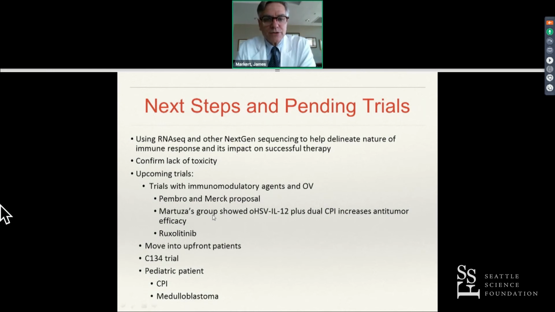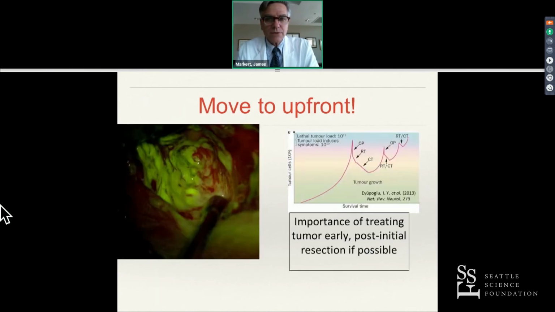You see that Martuza's group here showed that they had a version of the IL-12 virus that looks like when you give it with dual checkpoint inhibitors, you actually can have even better anti-tumor efficacy. So that's exciting and will be something we'll be trying to see in our preclinical studies. And Kevin Cassidy has shown that Rux actually can increase the anti-tumor response as well. So we need to try all these combination therapies in our patients, but first of all, we actually have to show that the viruses alone are safe, and we're in the process of doing that now as described.